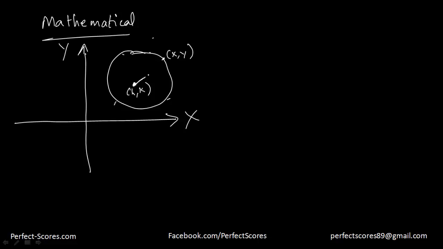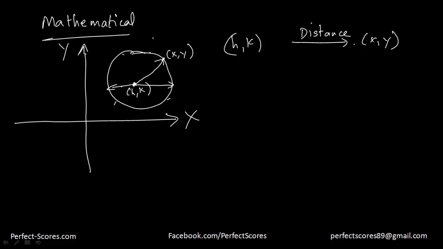Now that relationship is that the distance between h comma k and x comma y is going to remain the same no matter what. As we already know, the definition of a circle is that this distance, which is actually the radius of the circle, remains the same throughout. Now if I use the distance formula, what is the distance between these 2 points here?